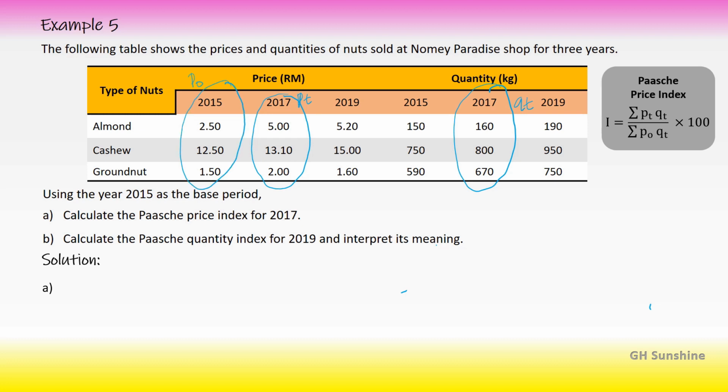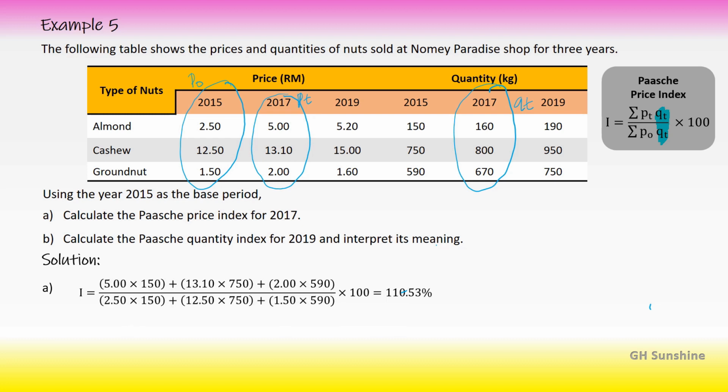P naught. Then, if you look at the Paasche price index formula, what is the weight used for this index? The weight used here is QT, because QT upper and lower. Okay, so proceed to calculate Paasche price index for 2017. Substitute all the values into the formula. Then you got the final answer equal to 110.53%.